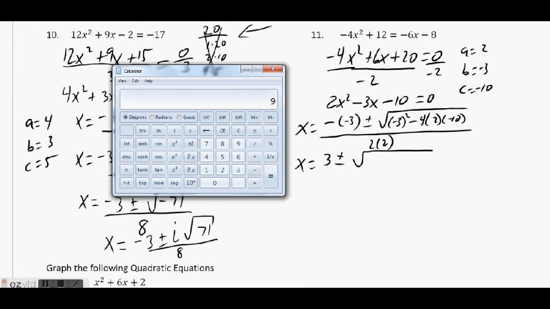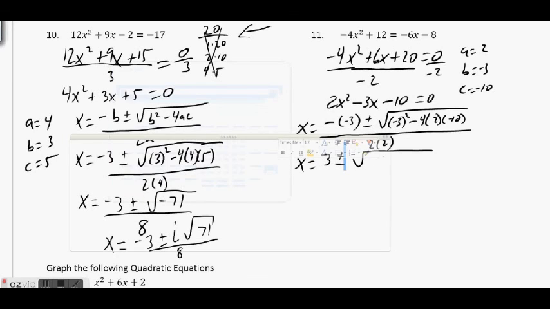So plus 80. So we have 89 underneath the radical. Oh, sorry. We have 89. Try to make it look like an 89. Alright, better. All over 4. Well, again, I grabbed my calculator.